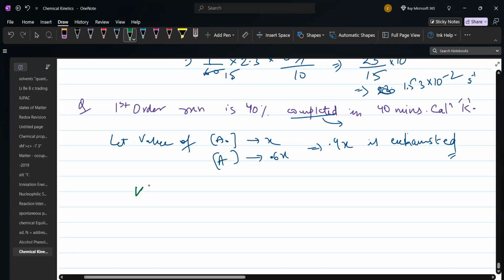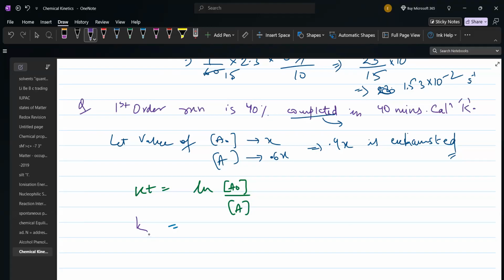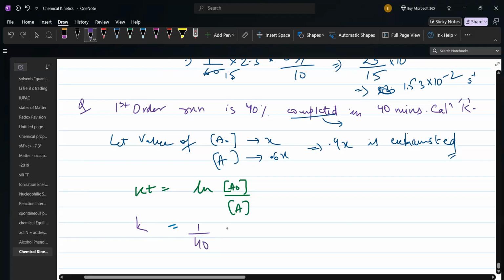Let's see. So KT is ln A naught upon A, right? Yes or no? So we don't have value of K. We have the value of T, 40. And ln is ln only, ln A naught upon A. A naught is X and A is 0.6x. No problem?